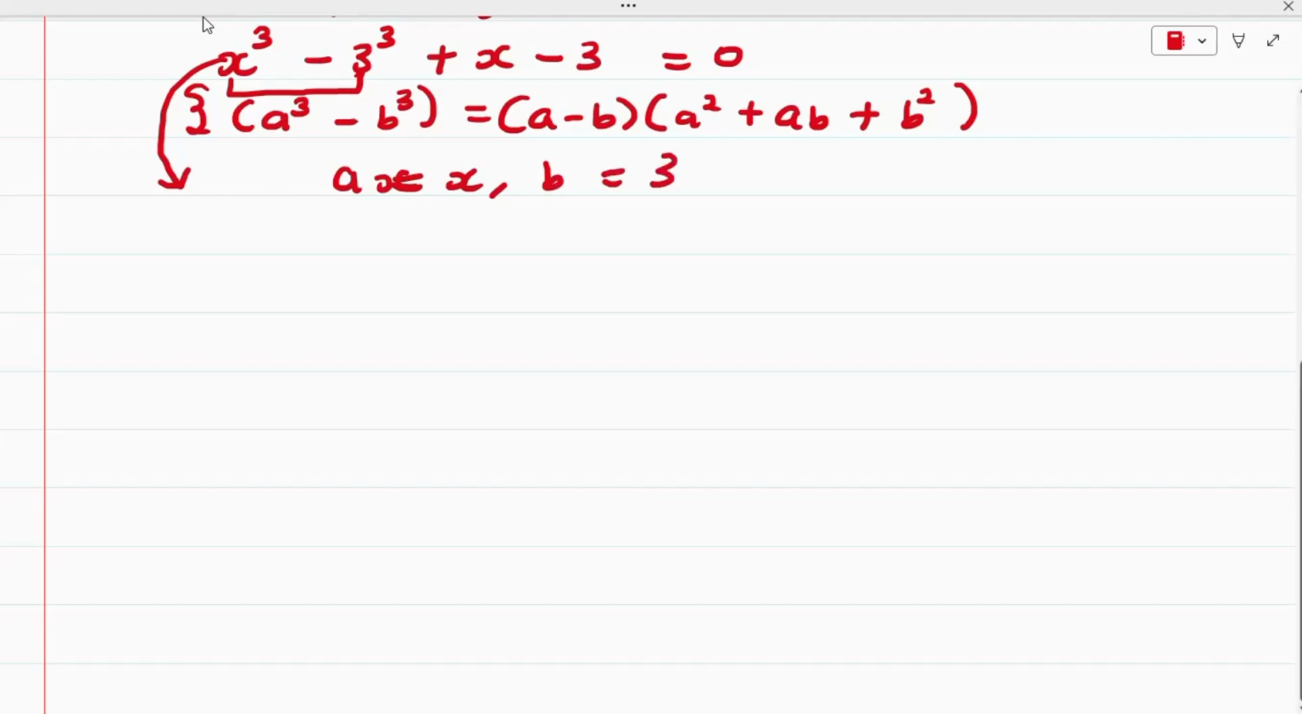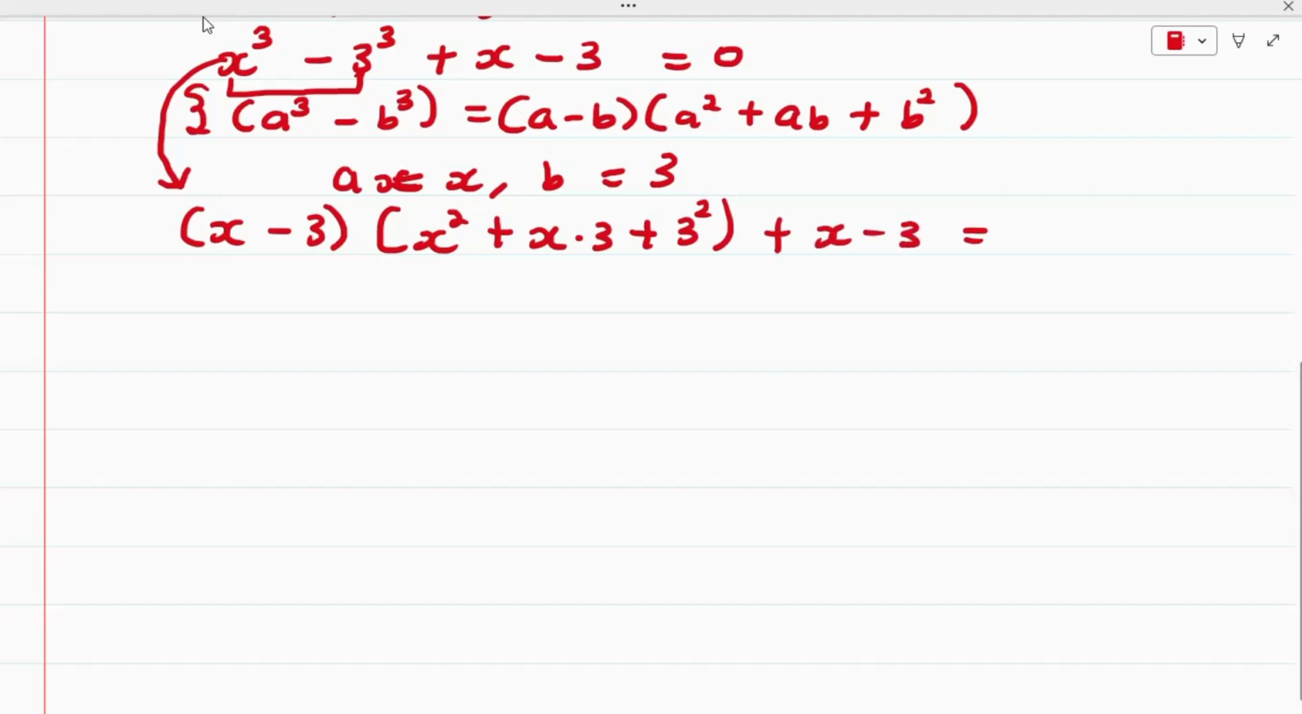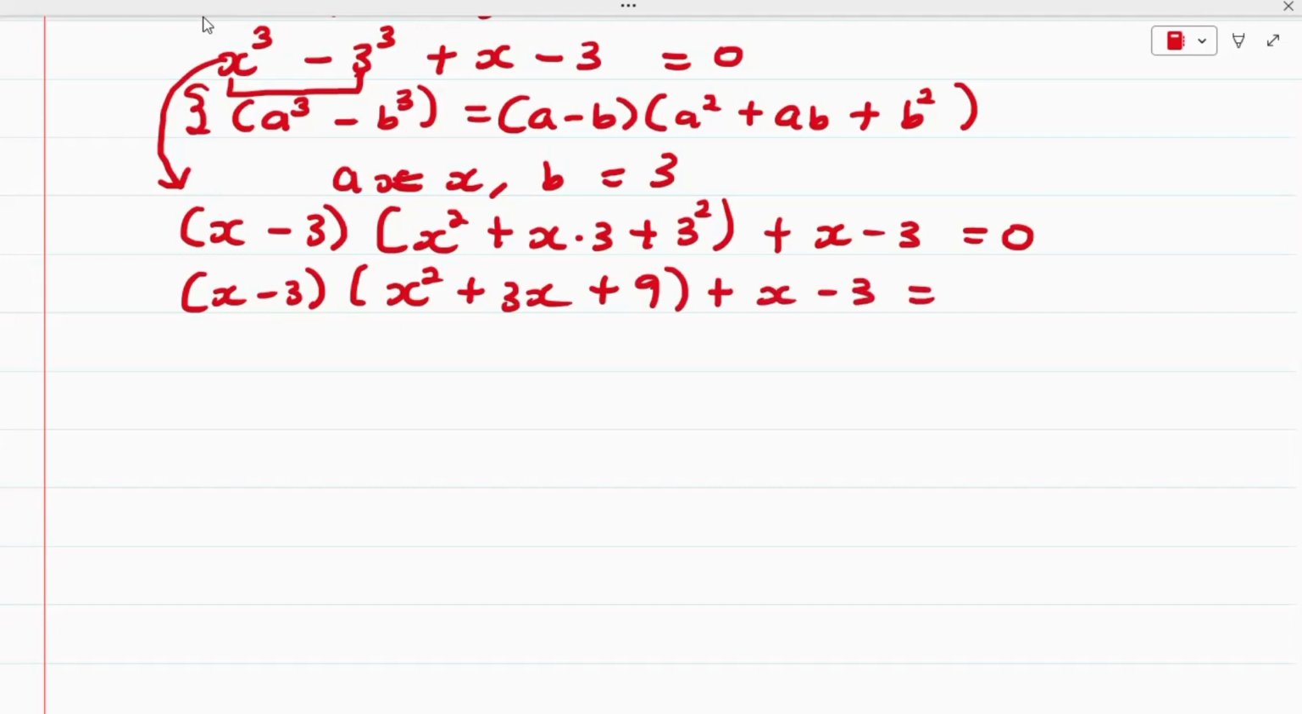Alright, so applying this, we have x minus 3 multiply x squared plus x multiply 3 plus 3 squared plus x minus 3, and this is equal to 0. So we have x minus 3 multiply x squared plus x multiply 3 is 3x plus 3 squared is 9, plus x minus 3, and this is equal to 0.